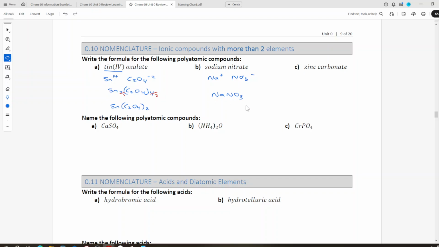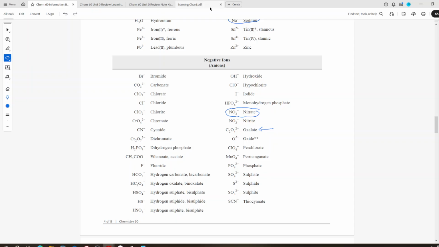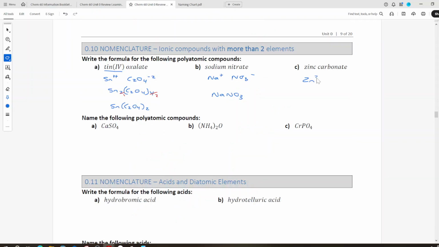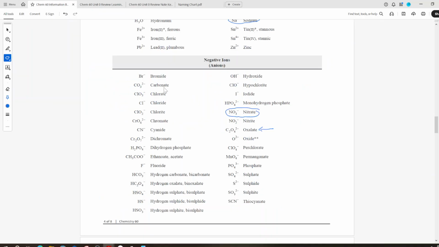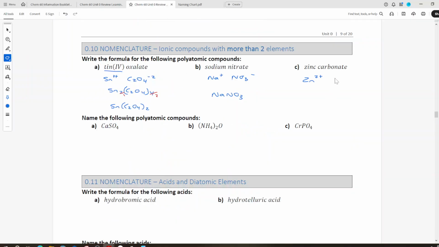Maybe give the last one a go. This is zinc. The combining capacity on zinc is 2+. Then we look up carbonate. Carbonate is CO3 2-. And then again, you would bring these down, but because they're both 2s, you would simplify to just ZnCO3, zinc carbonate.